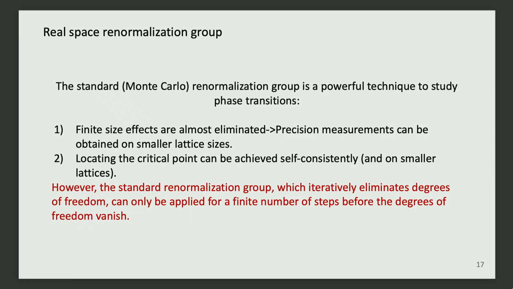Locating the critical point is something that can be achieved self-consistently in this method, and again on smaller lattice sizes due to the reduction of finite size effects. However, the method has a limitation. It can only be applied for a finite number of steps before the degrees of freedom vanish.